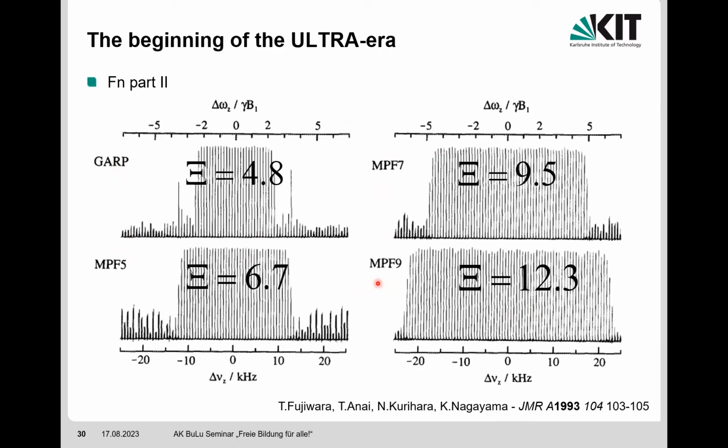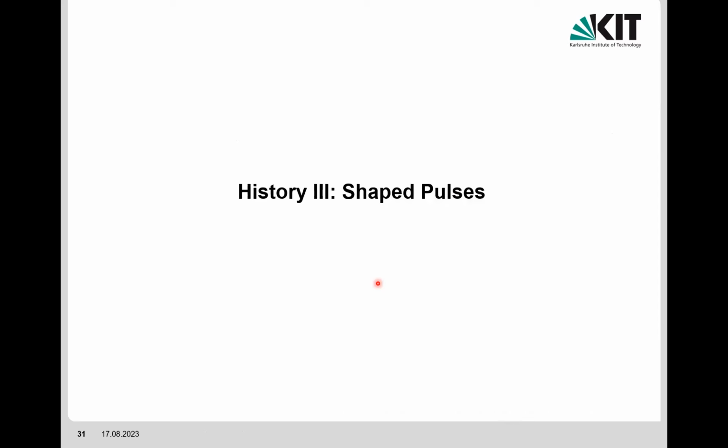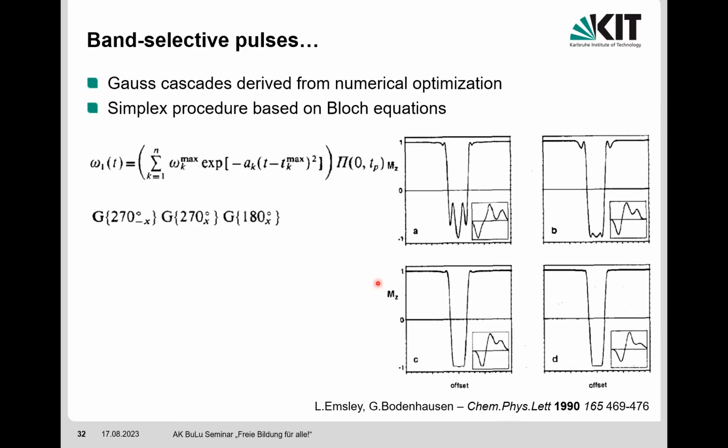This is really a very strong improvement, and for 600 megahertz, I think this leads to nice spectra. But still, this factor 12.3 means that we have to apply quite some radio frequency to the sample. Now, what then came up in the 90s were shaped pulses. And there were a lot of things here. The Gauss cascades were the first ones derived by Lyndon Emsley and Geoffrey Bodenhausen. And you see they were nice selective pulses. And of course, you can also use them in heteronuclear decoupling.